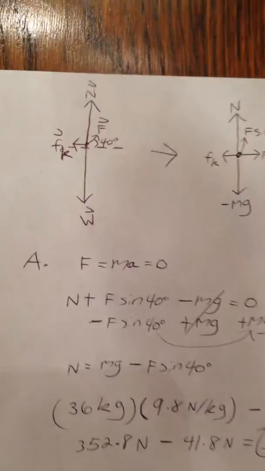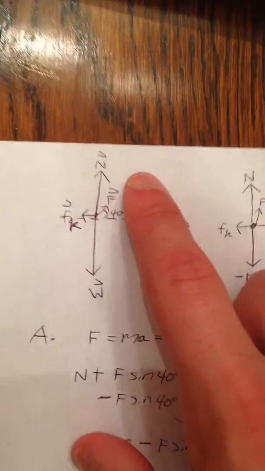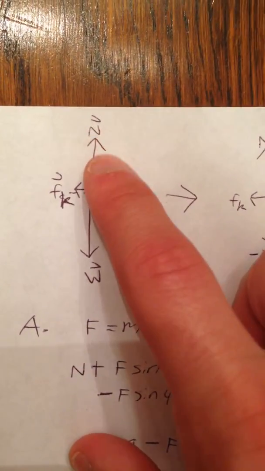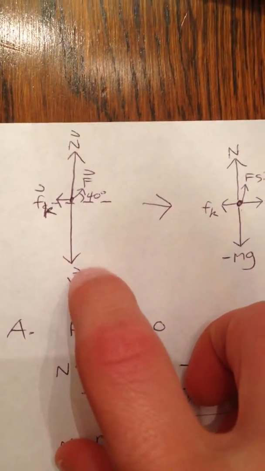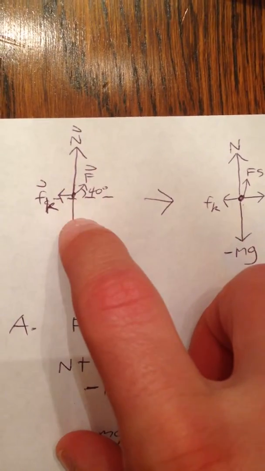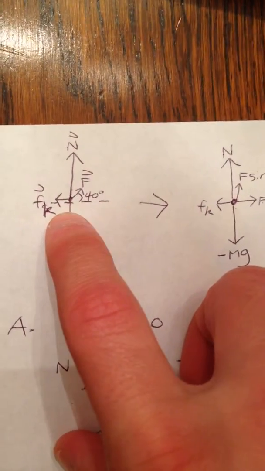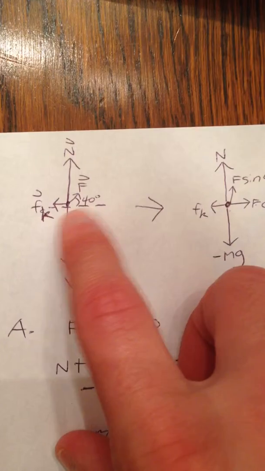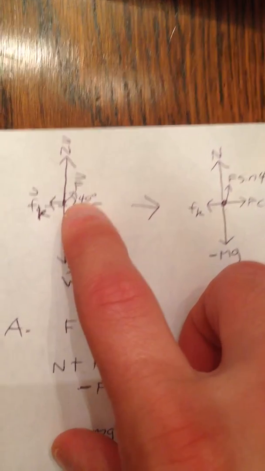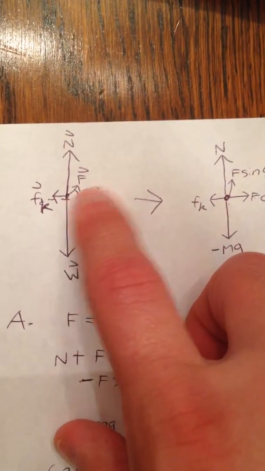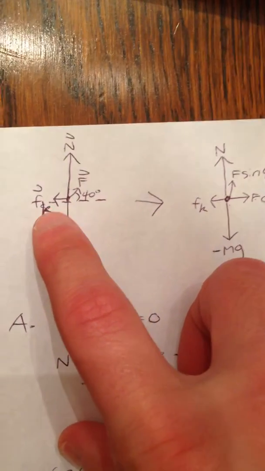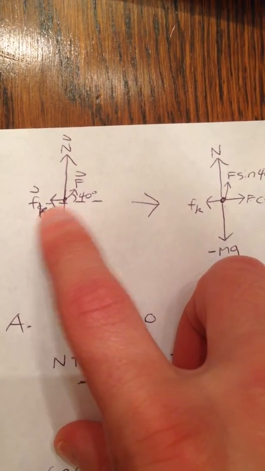Okay, so here's my free body diagram. Here's the normal force. Gravity is supposed to be the same magnitude. Here's the kinetic friction, because she's sliding against the floor. Here's the force that she's pulling with at an angle. This is supposed to be a little bit less than this force.